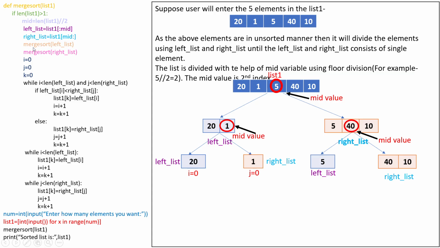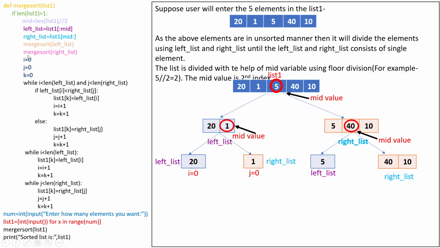Now merge sort left list. Which left list? This left list. Merge sort left list will call the function, and the parameter will be replaced by the left list. Merge sort left list if the length of left list is greater than 1. Now the left list consists of only one element, so 1 greater than 1 is false. The length of the left list is not greater than 1, so it will stop this line. Merge sort left list will be stopped.